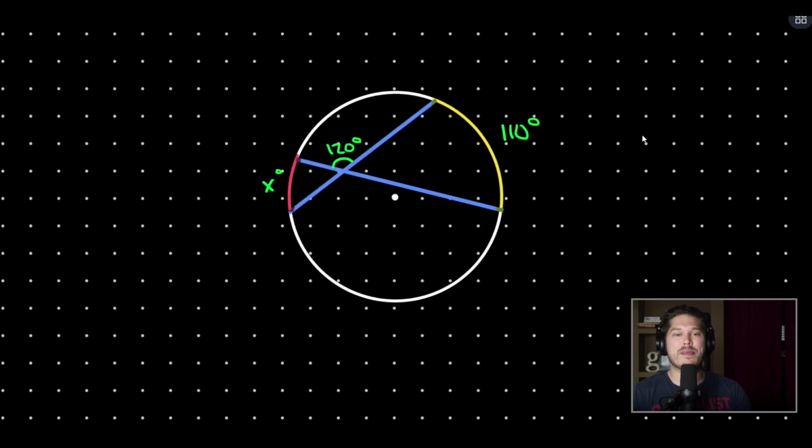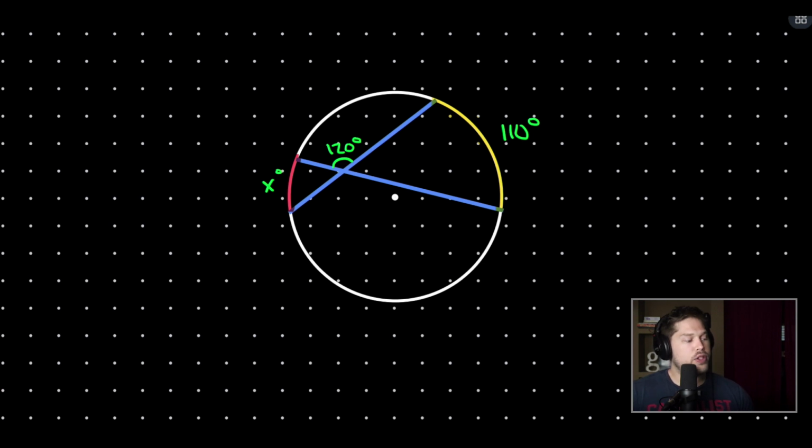Now let's go on to some practice problems using these relationships. Okay, so here we are solving for x. Feel free to pause the video and see if you can solve this problem on your own. I'll give you a couple of seconds. Okay, excellent. So here we are solving for x.